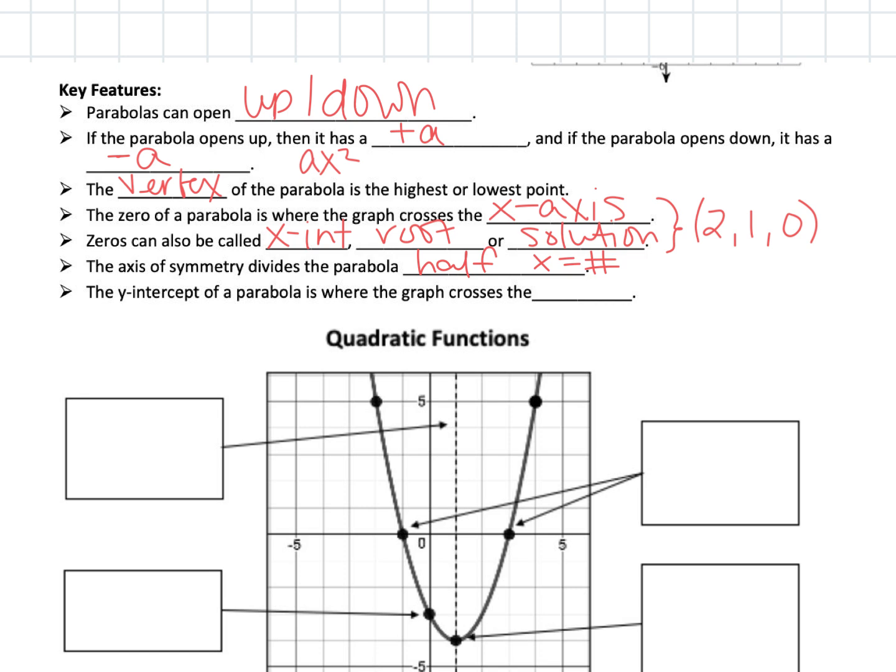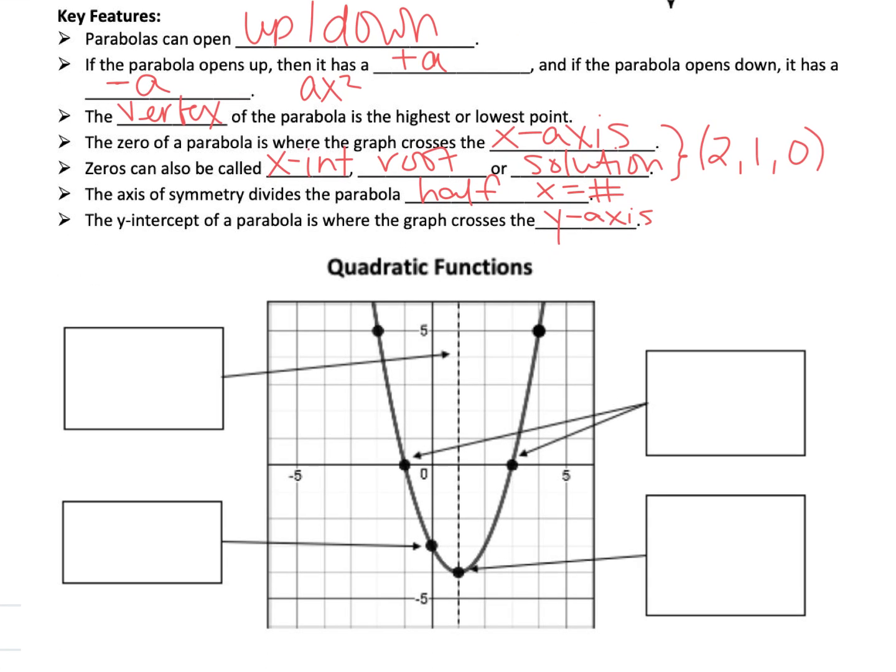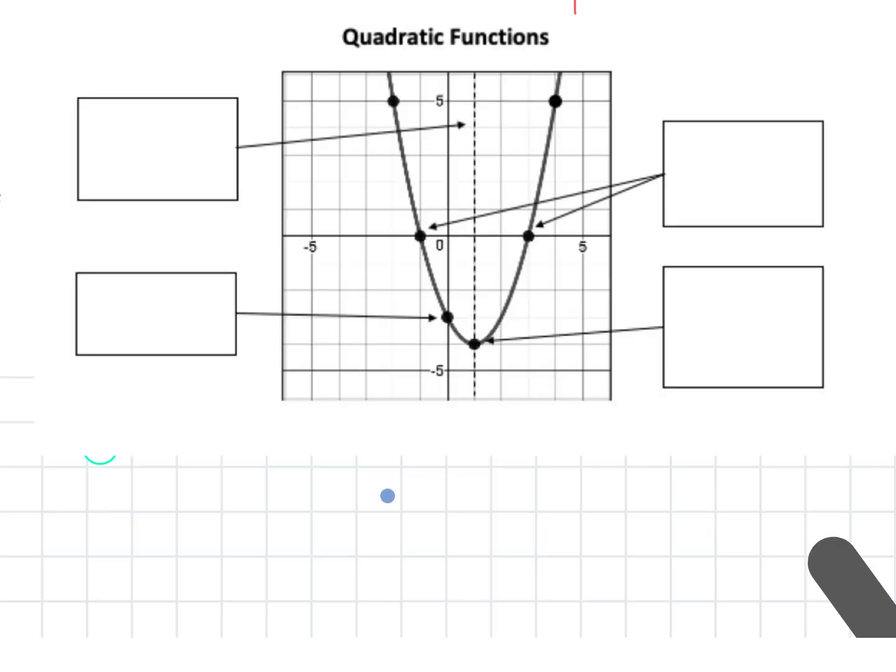The y-intercept of the parabola is where the graph crosses the y-axis. Okay? So here we have a picture. We're going to label that. All right, here we go. Let's start over here, top left. What is that dotted line called? Axis of symmetry. Good. Axis of symmetry, and I want you to write x equals h. Trust me, you'll figure out what h is in a minute.